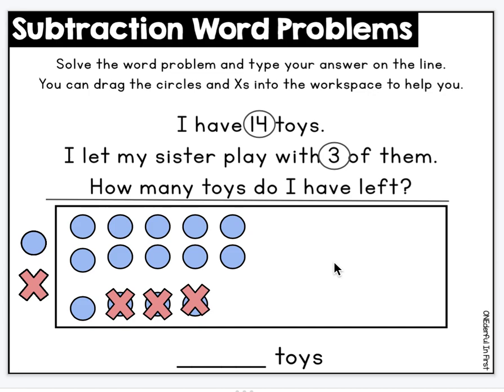Now let's check our answer and evaluate it one more time just to make sure that we have our answer correct. There were 14 toys. 3 of them went away. 1, 2, 3. How many toys do I have left? 1, 2, 3, 4, 5, 6, 7, 8, 9, 10, 11. We have 11 toys left.